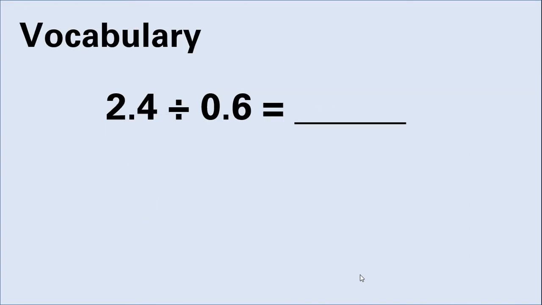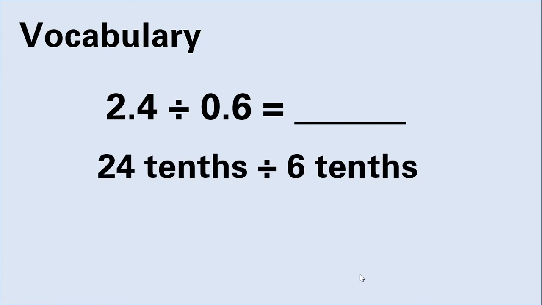Now let's do the vocabulary for division. The first number that we have in a division sentence is known as our dividend. This is the amount that we're splitting up. The second number is known as our divisor. This tells us the number of groups or the amount in each group. The answer to a division problem is known as the quotient.